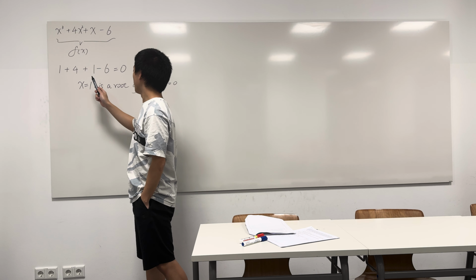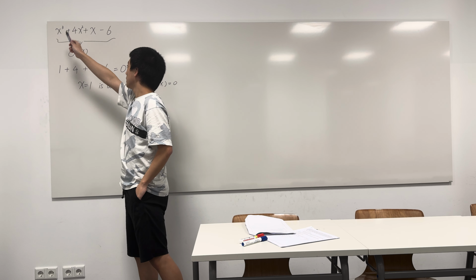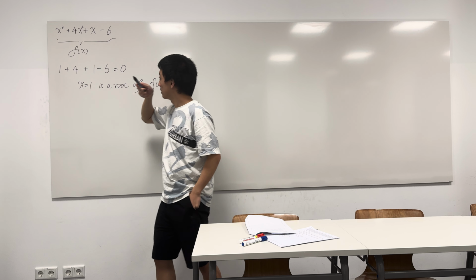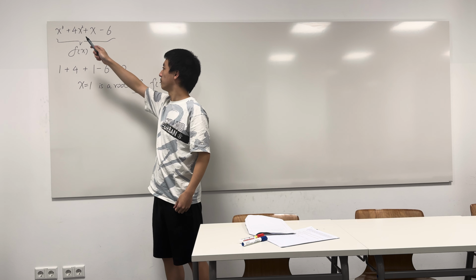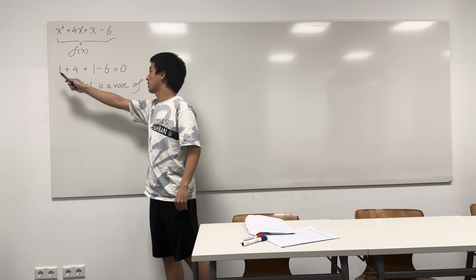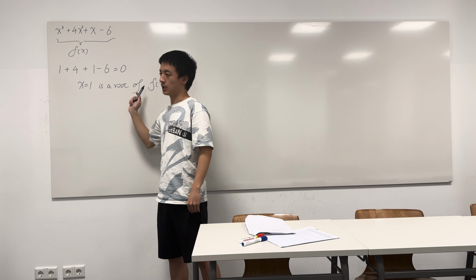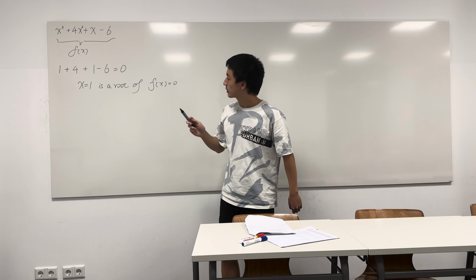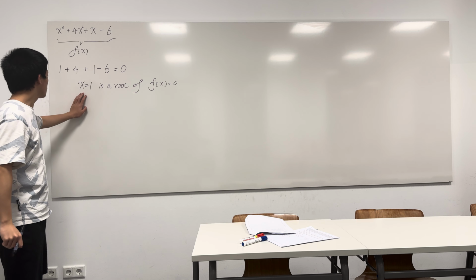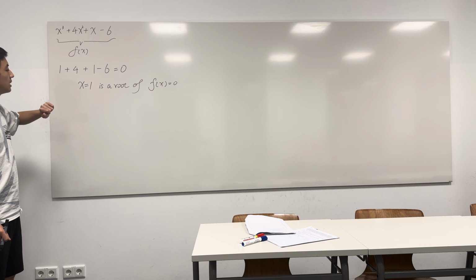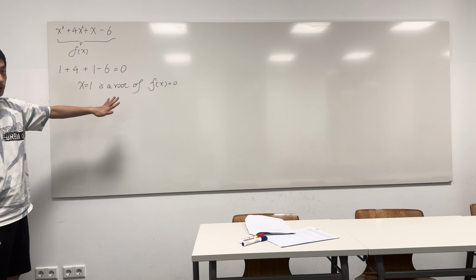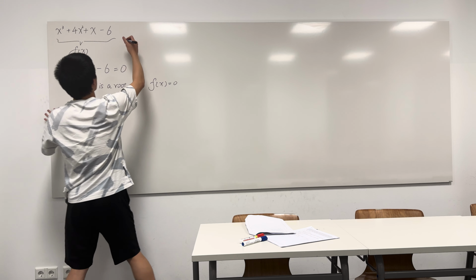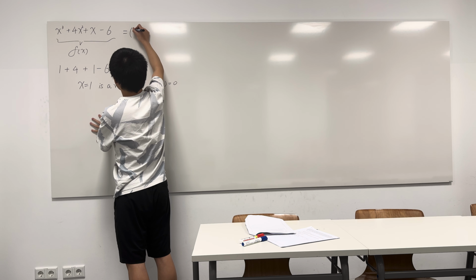Why? Because when we let x equal 1 and put it in, every x to the power of something becomes 1, and then only the coefficients are left. So if the sum of the coefficients is equal to 0, it means x equal 1 is a root of this function. After we know x equal 1 is a root of f(x) equal to 0, it means the function must have a factor x minus 1.